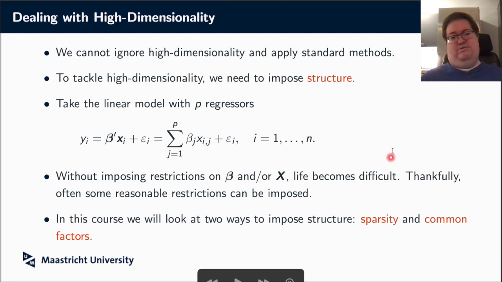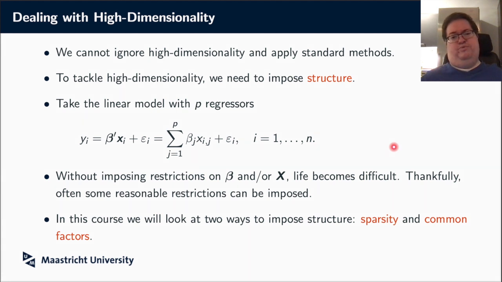So what should be clear from this point is that we cannot ignore high dimensionality and apply standard methods, even disregarding the fact that standard methods cannot even be applied if your high dimensionality becomes larger. Take a setting where p is larger than n, least squares will not work anymore. So we want to address this high dimensionality.